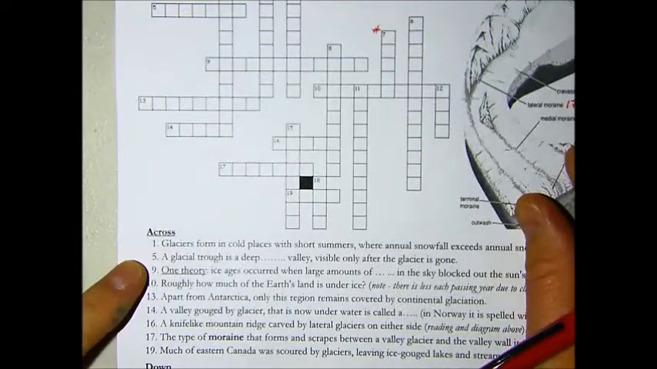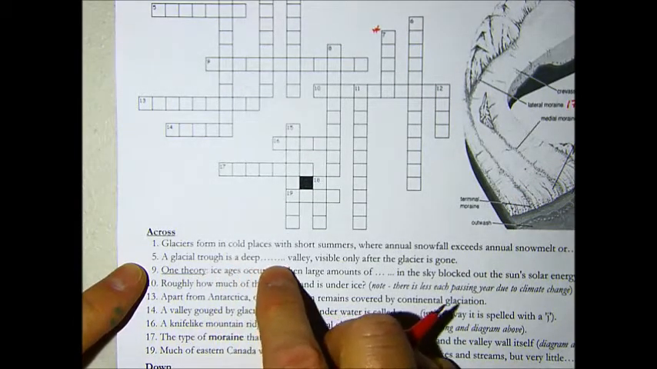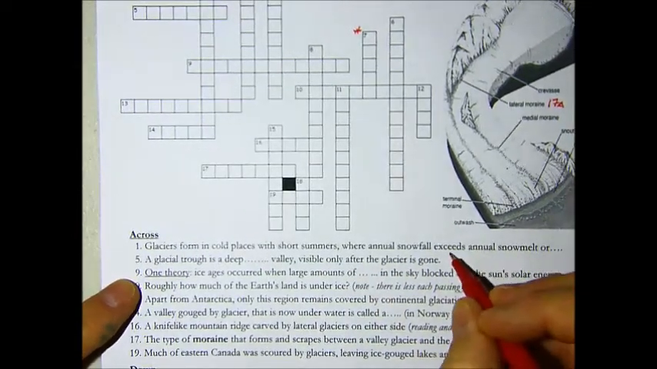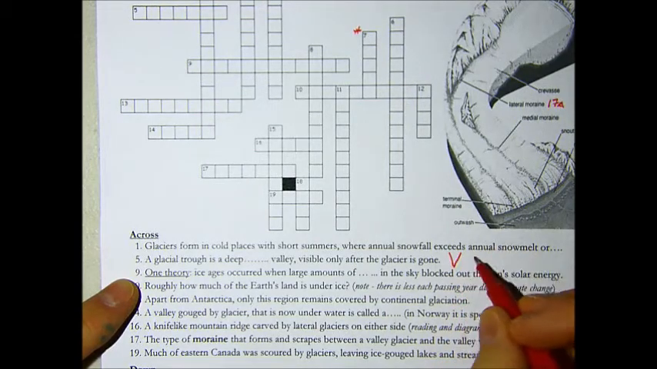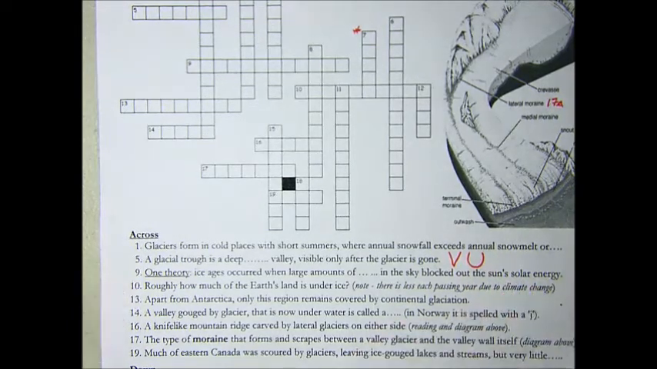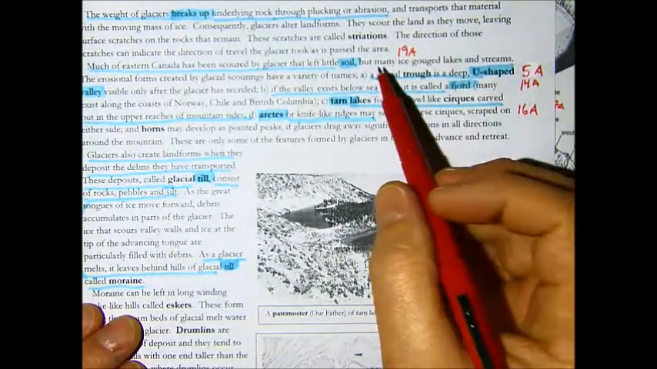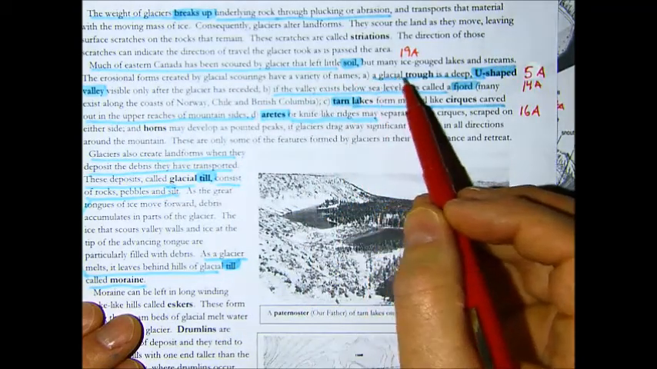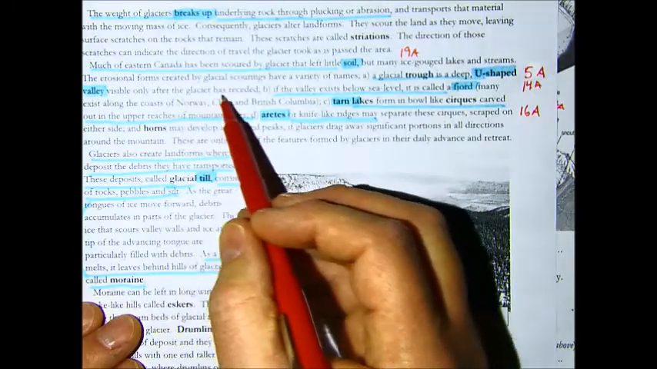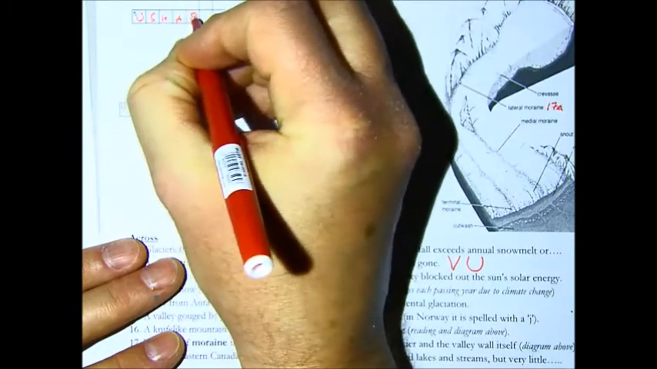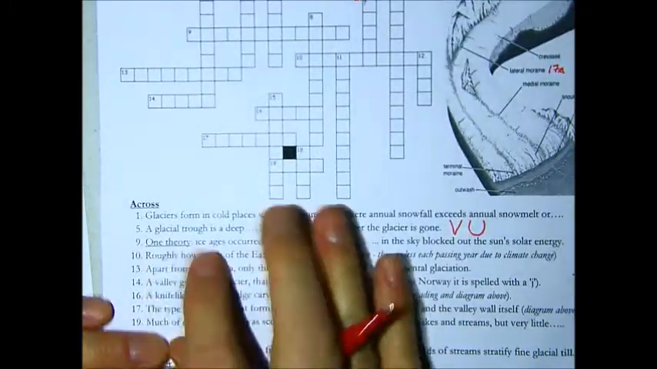Let's go with number 5. Number 5 says a glacier trough is a deep something valley visible only after the glacier is gone. Usually a mountain valley starts out in a V shape, but once the glacier goes through, it's going to carve out the sides, and you're going to get what is referred to as a U-shaped valley. So let's find it in our reading. The erosional forms created by glacier scourings have a variety of names. One is the glacial trough, a deep U-shaped valley visible only after the glacier has receded. So our next answer is U-shaped for valley. Oh, there we are, U-shaped.